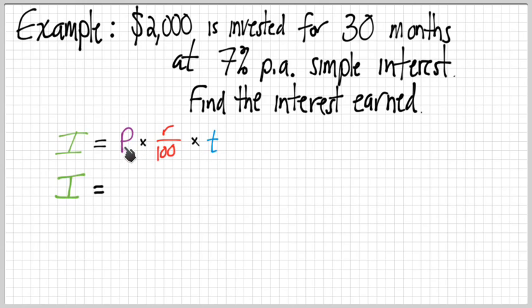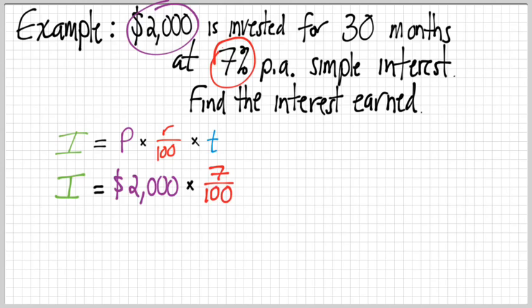So for P, we're going to put in what the principal is. In this case, that's $2,000. That's how much we invested, how much we deposited. So we put 2,000 down here. R is our interest rate, and in this case, it's 7, so 7 over 100, times T. Now we don't want to put 30 because 30 is months.